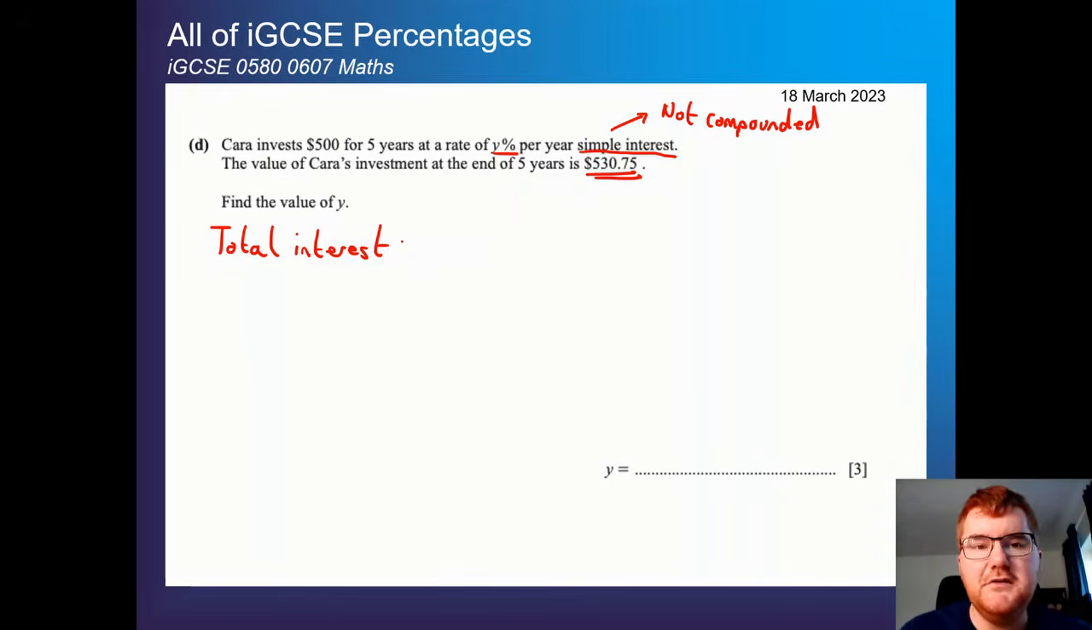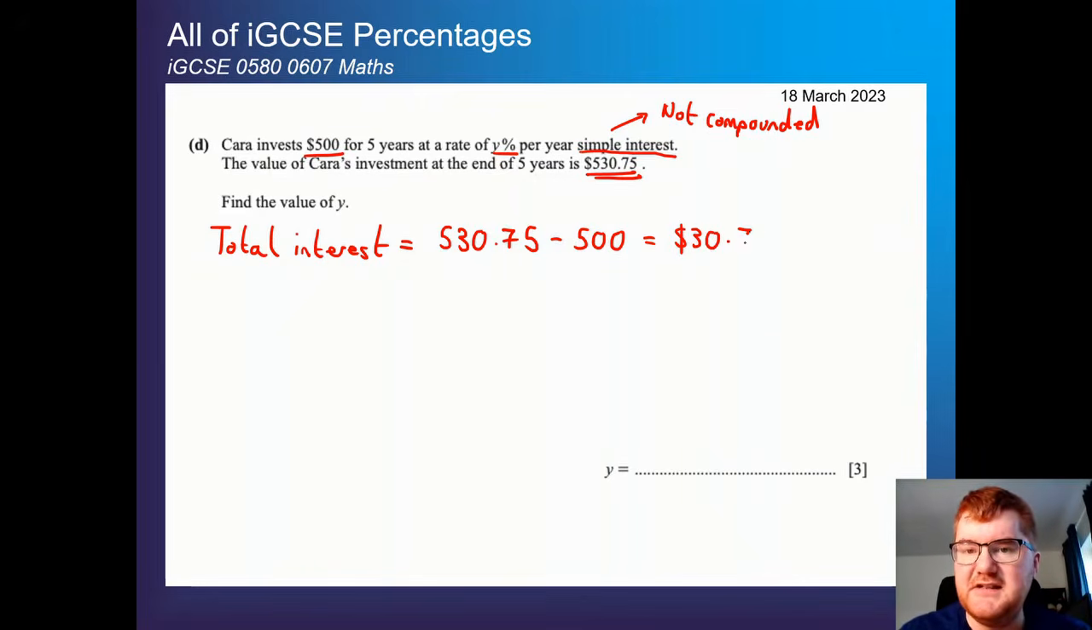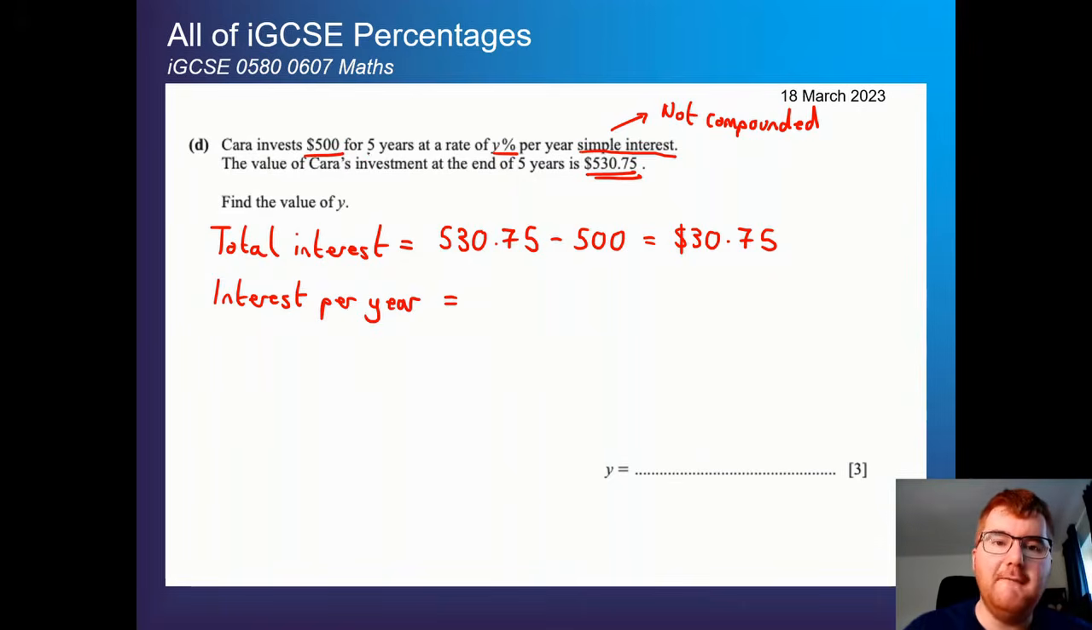And the way that we do that is we take the final amount and we take away the original amount, the $500. If we do that, we get then $30.75. And then we want to look at the interest that Kara makes per year. Well, how many years was this investment for? This was for 5 years.